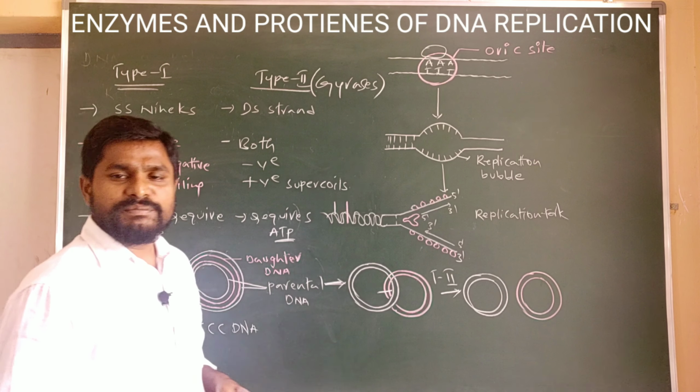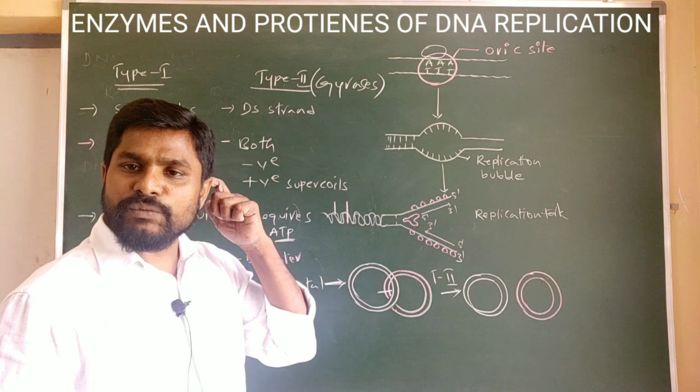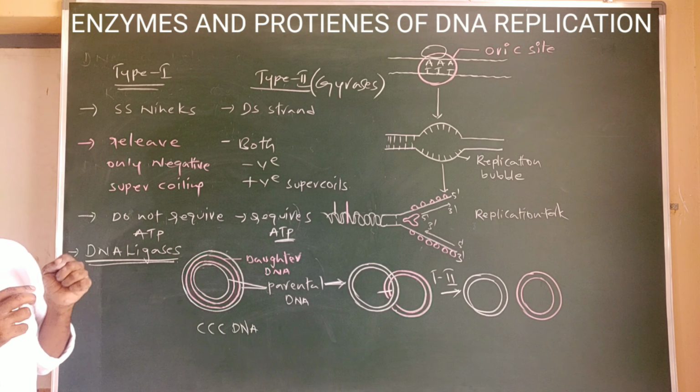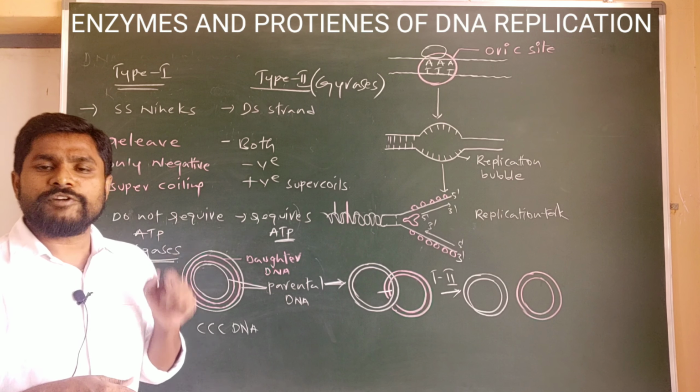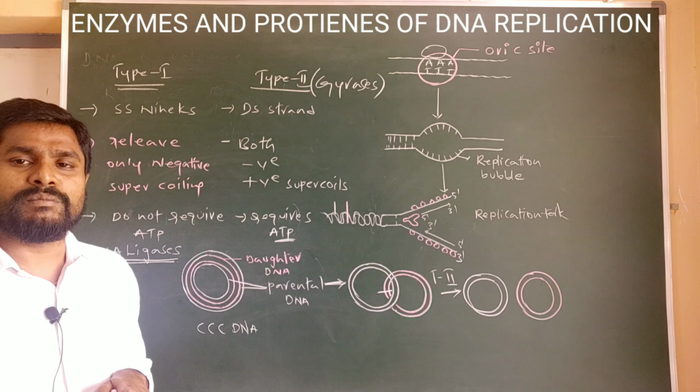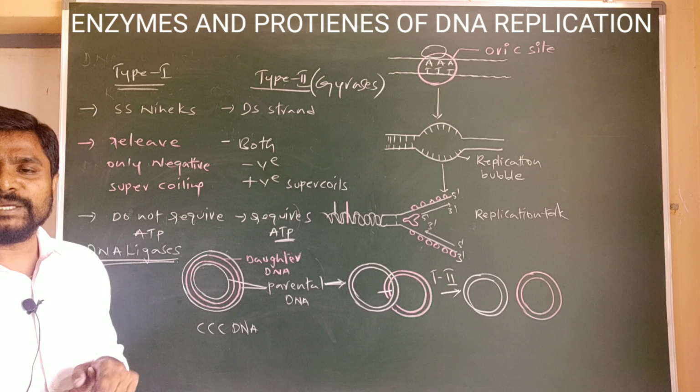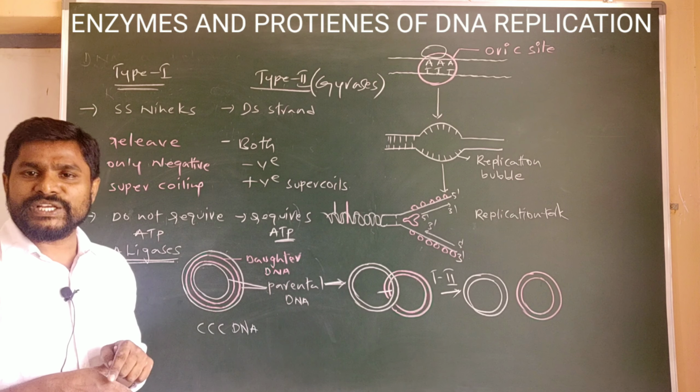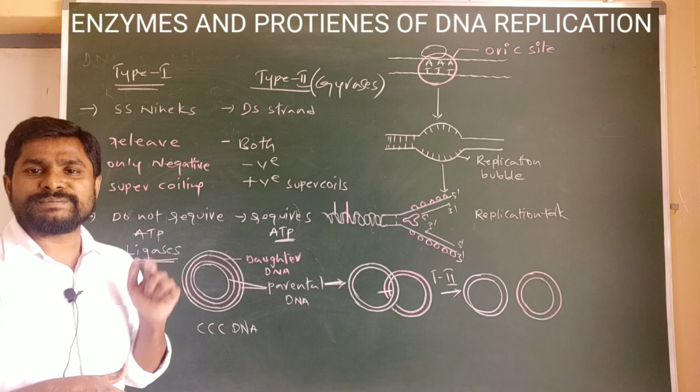And the last type of enzyme that is involved in DNA replication is DNA ligases. The function of these enzymes is to ligate the two strands of DNA by forming a phosphodiester bond between the 5' hydroxyl group of one nucleotide and the 3' hydroxyl group of another nucleotide by using a phosphate group.